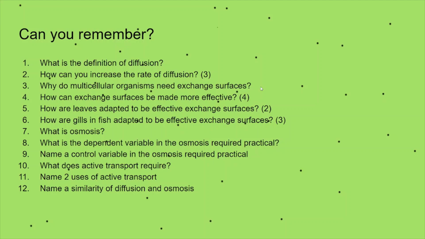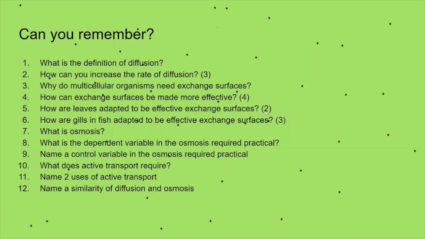Multicellular organisms need exchange surfaces because not all of our cells are facing the outside, and we can't absorb things like oxygen because our cells don't have access to that. How can exchange surfaces be made more effective? A thin membrane, a good blood supply, good ventilation, and a larger surface area to volume ratio. Those are the four things.